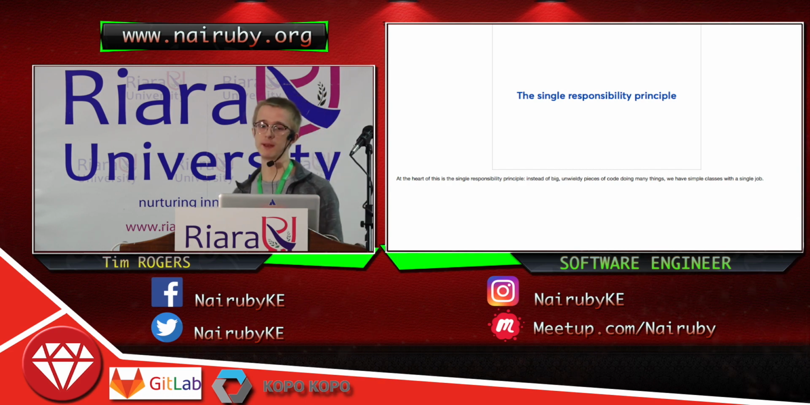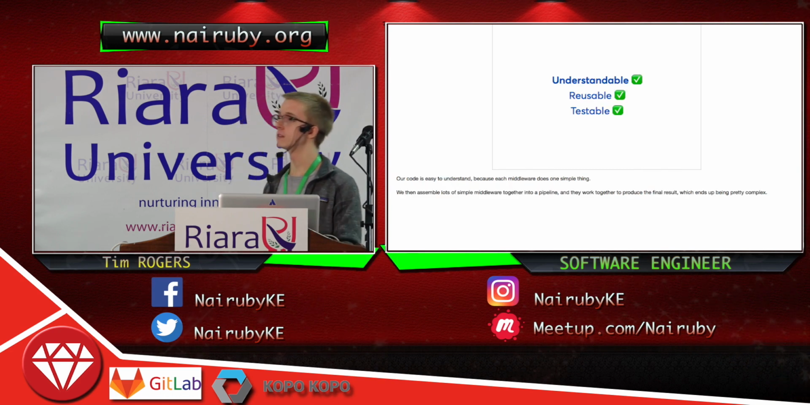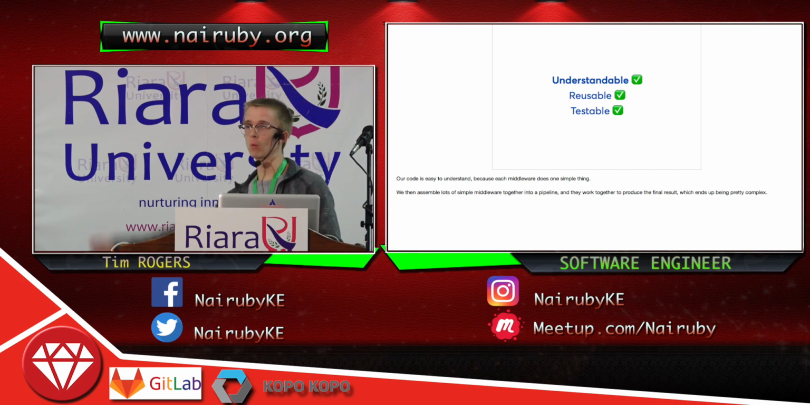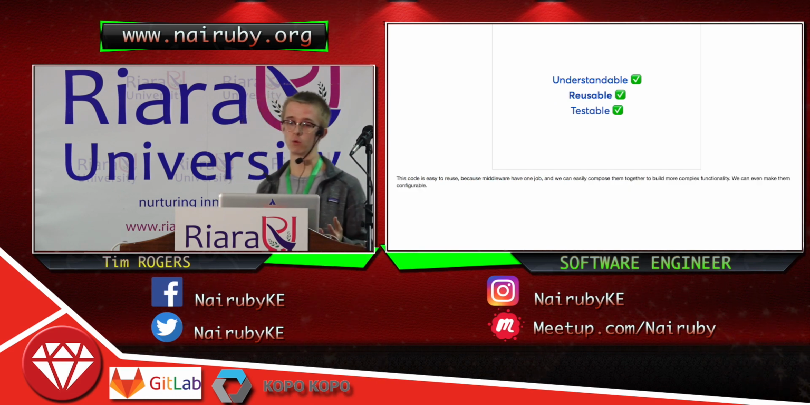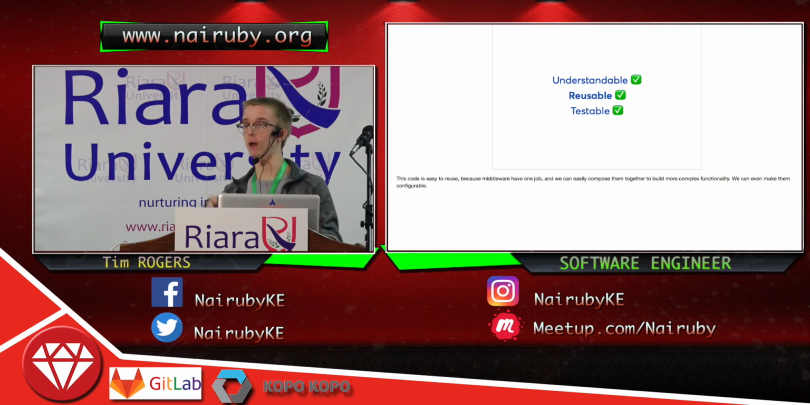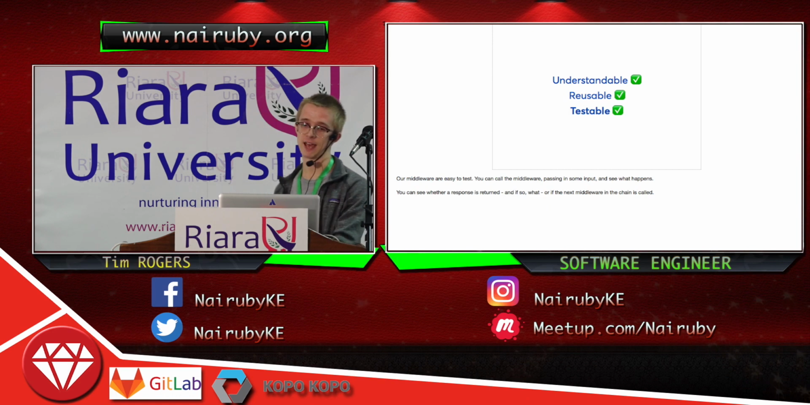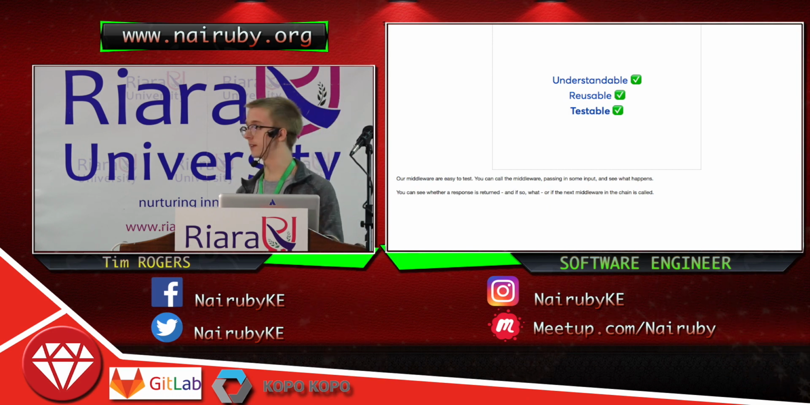Instead of big, unwieldy pieces of code doing many jobs, we have many simple classes with a single job. Our code is easy to understand because each middleware does one simple thing. We then assemble a bunch of different middlewares together into a pipeline, and they can work together to produce a complex result. Our code is reusable because each middleware has one job, and then we can compose them together to build the more complex functionality. We can even make them configurable if we want for more reusability. And finally, our middleware are easy to test. You can call the middleware, passing in some input, and see what happens. So for example, you can see what response is returned, or if the next middleware in the chain is called.